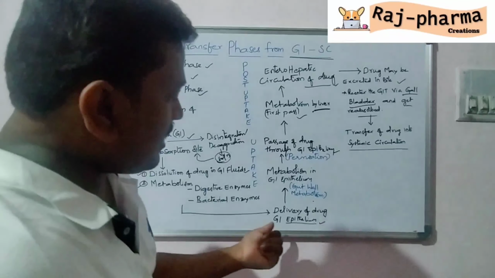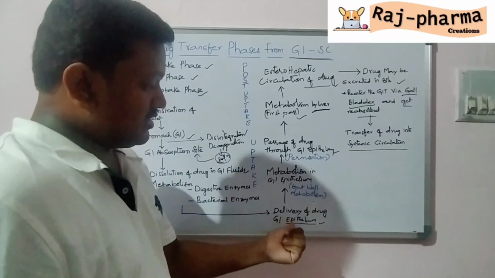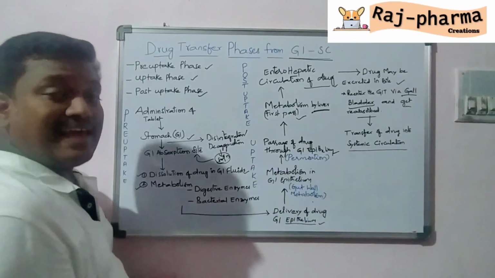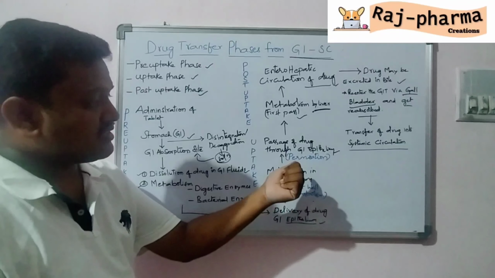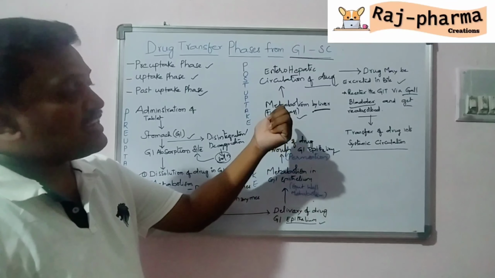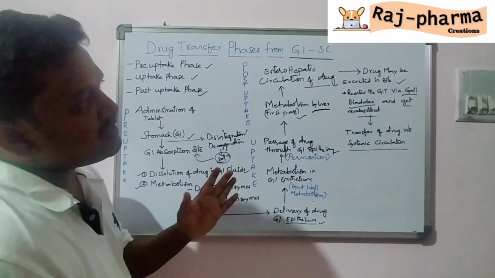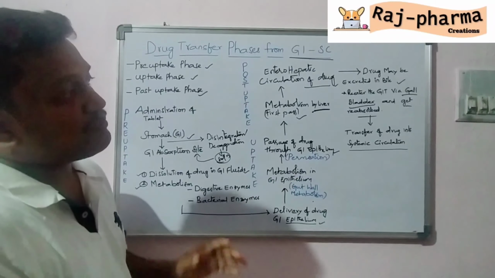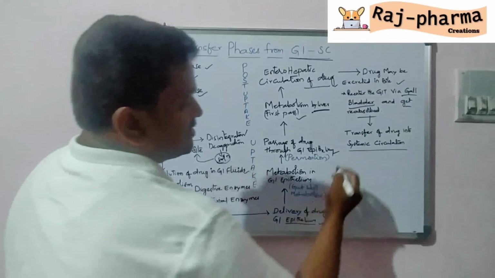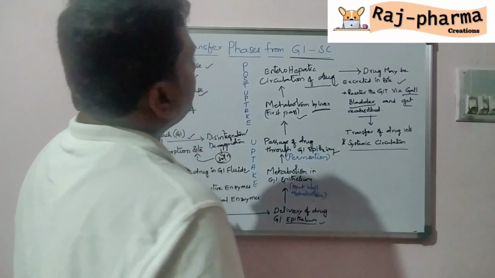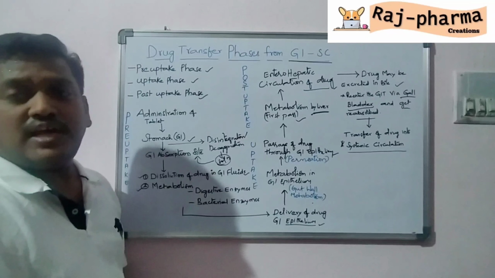After enzymatic metabolism, the drug enters the GI epithelium and gets metabolized again, called gut wall metabolism, and passes through the membrane, called permeation. Then it gets metabolized again, called first pass metabolism, and enterohepatic circulation takes place. Finally the drug is excreted through the bile, re-enters through the gallbladder, is reabsorbed, and enters the systemic circulation. This is what happens in the different phases of drug transfer from GI to systemic circulation.